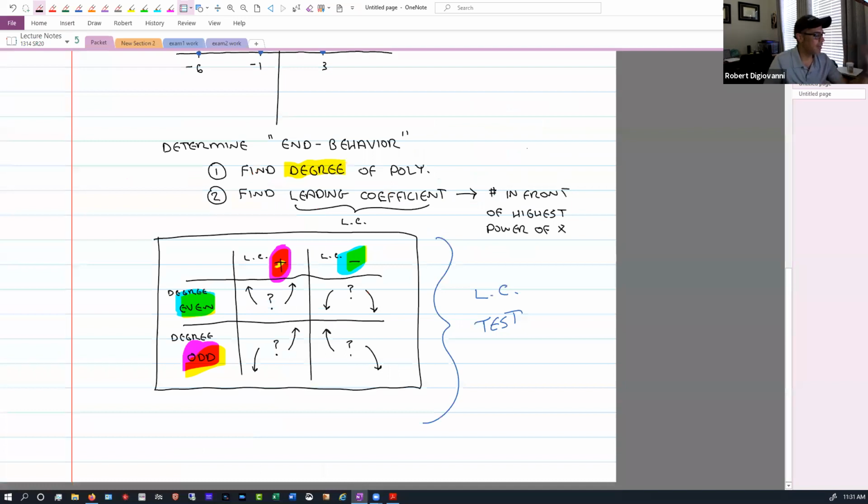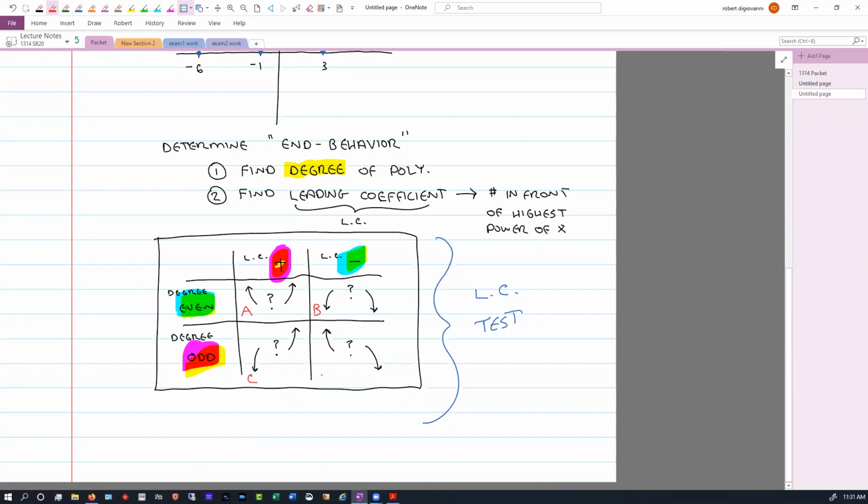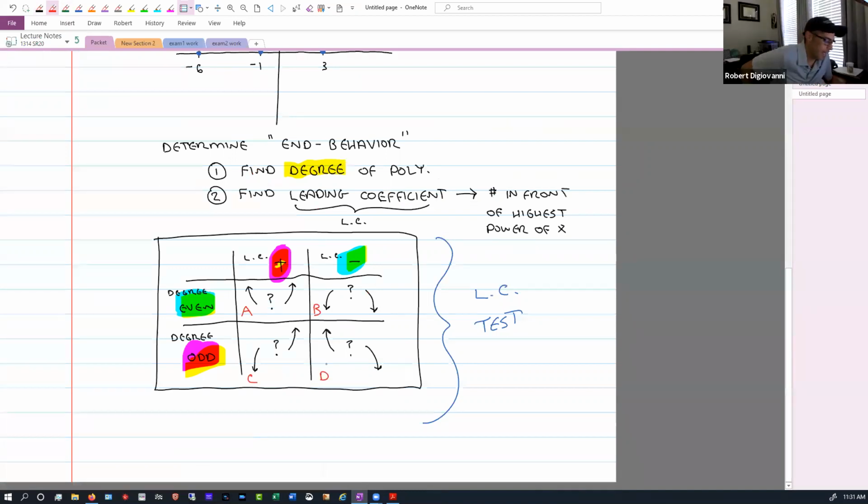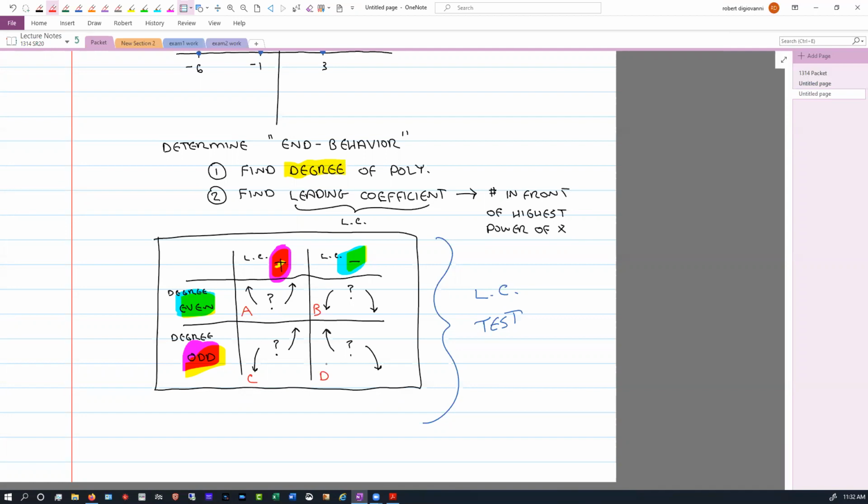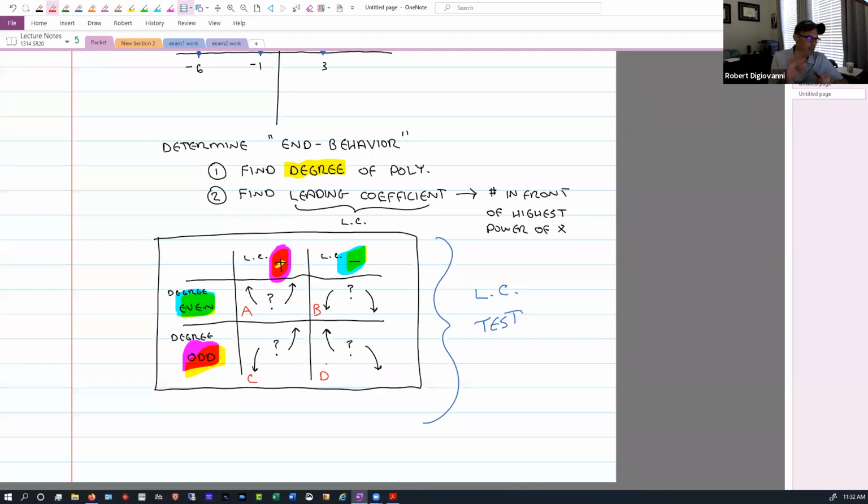So when we make the box, let's say A, B, C, or D. Which case would it be? Would we be A, B, C, or D? Degree 3, yeah, it would be C, because the degree is odd, right? Because the degree was 3, so that's an odd number. And then the leading coefficient was 1. So okay, we're looking at degree, leading coefficient, we have to be there. Does that make sense, everyone?